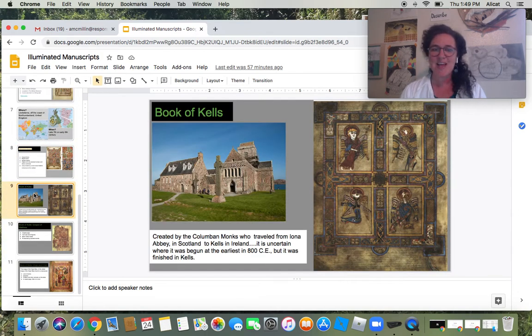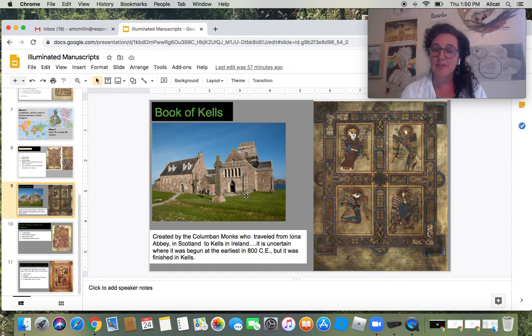Then the Book of Kells. So the Book of Kells, and this is another place name, right? In this case, this was created by Columban monks. And they traveled from Iona Abbey, and I included this picture of it here because I think it's cool to think, okay, somewhere in there, there's a scriptorium where all these monks were busy painstakingly painting these odes to God and rewriting the script in Latin and copying the Gospels. And that was their work. That was their lives, to create this beautiful text.